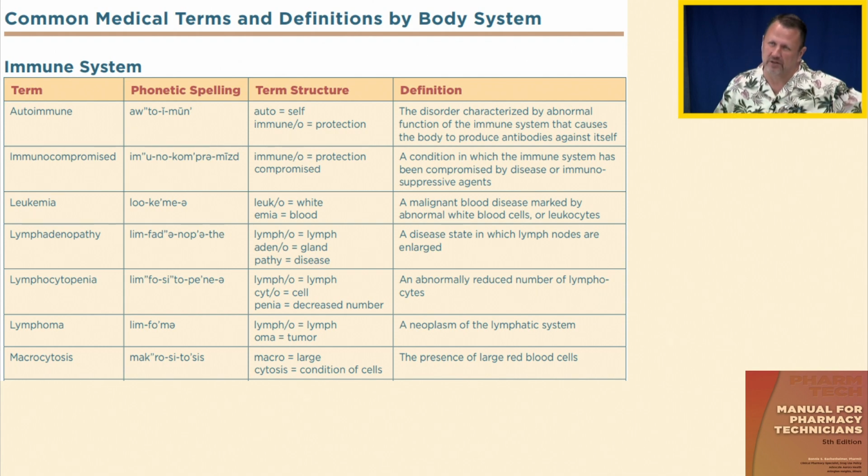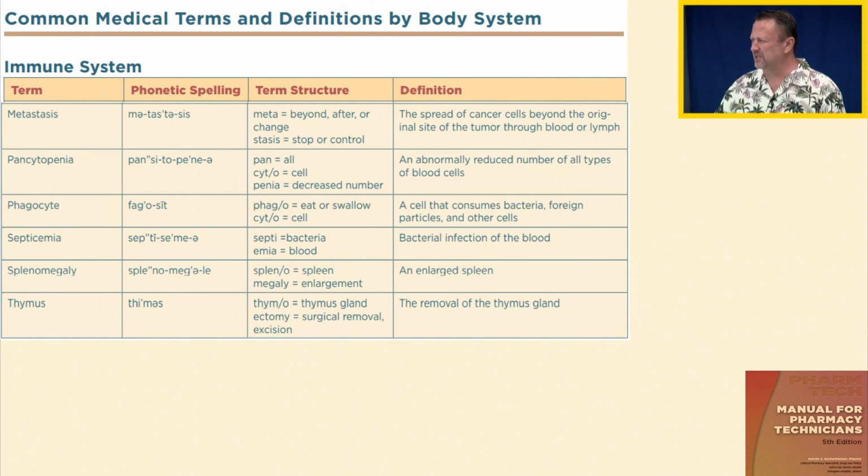Macrocytosis is enlarged cells. Metastasis is a spread of cancer from its primary site to another site. Pancytopenia, pan, everything, cyto, cell, penia, too few, is another way to say bone marrow suppression. Phagocyte is a cell that consumes bacteria or foreign particles. Septicemia is a bacterial infection of the blood. Splenomegaly, an enlarged spleen. And then a thymectomy is the removal of the thymus gland.